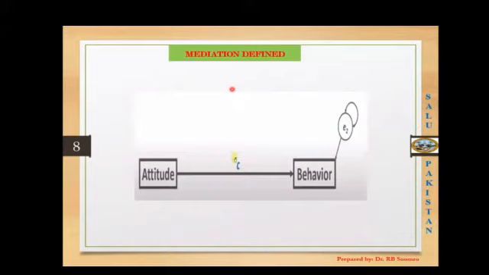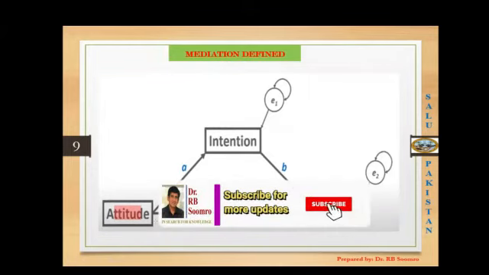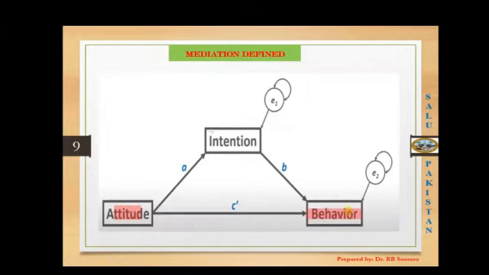Now this is the simple model, where this is our independent variable and this is our dependent variable. This is the direct effect. And then another one is attitude and behavior. It's a direct effect, both are there. And then when you want to check the impact of attitude on behavior through intention, it becomes the indirect effect. This A is our indirect effect and B is our indirect effect. So now there are three: direct effect, indirect effect, and the total effect.